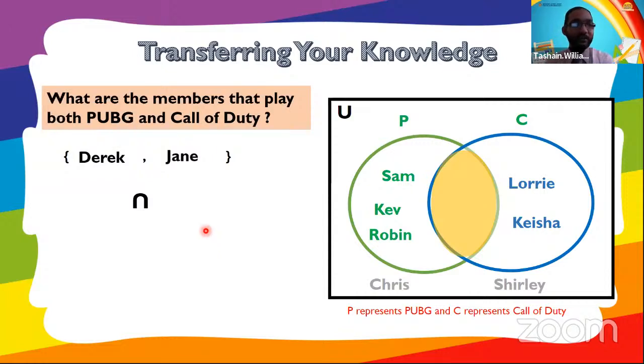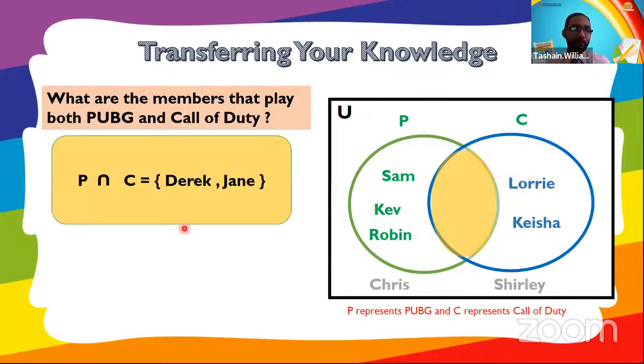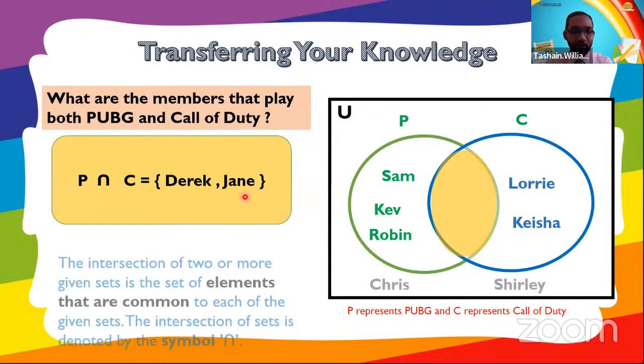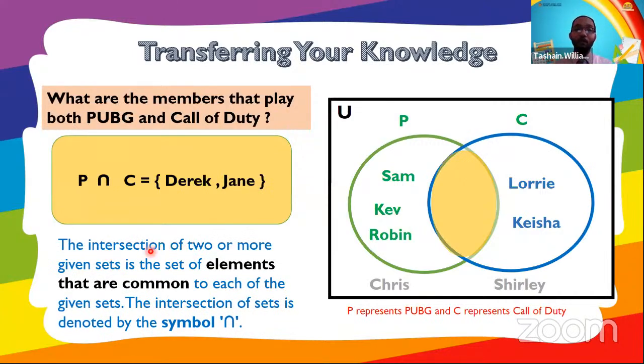Boys and girls, the name of this symbol is called the intersection. And the intersection, how do we represent the intersection of two sets? We say P intersects C. So this is how we read this mathematical sentence here, as it relates to sets. P intersects C. So set P intersects C would be Derek and Jane. But I also want you to realize that the intersection of two or more sets is the set of elements that are common to both sets. Remember that word, they're common, so they're intersecting.